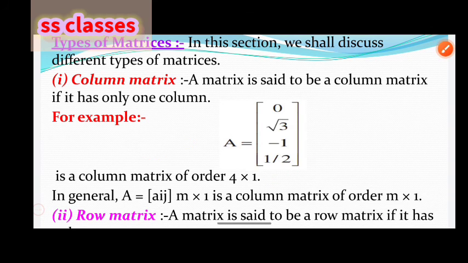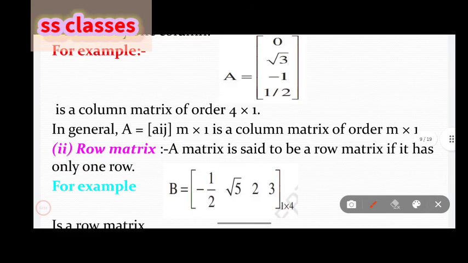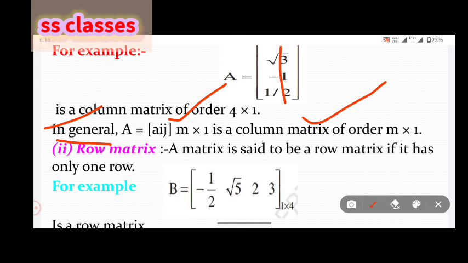In general form, A equal to Aij, m into 1. That means the rows represent many elements, but there is only one column. So m into 1 is a column matrix of order m into 1 equal to m. That means the matrix order is m.